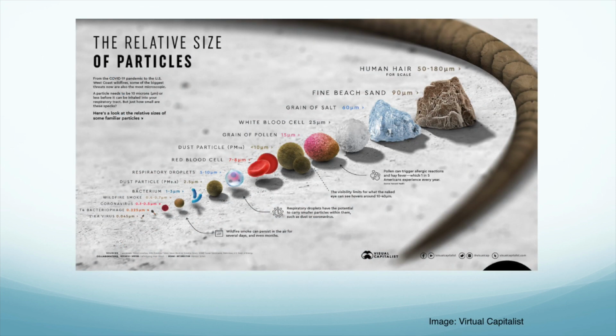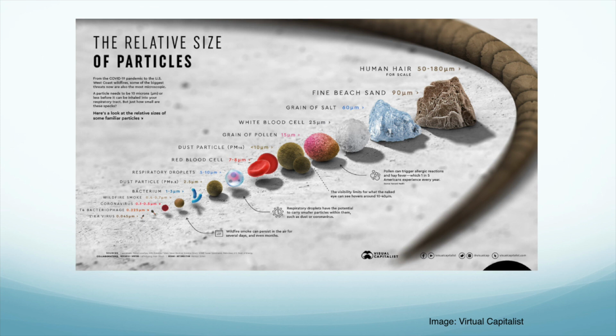This graphic provides some perspective on the relative size of different tiny particles. Starting on the far right, a human hair is typically about 50 to 150 microns in diameter, with a grain of fine beach sand pictured next to the hair, measuring on the larger side of this size range, about 90 microns. Moving from right to left, we then see a variety of larger particles with a red blood cell seen in the center of the image at about 7 to 8 microns in diameter.